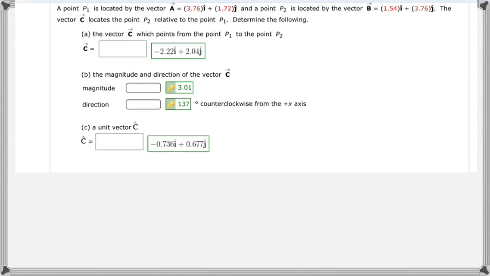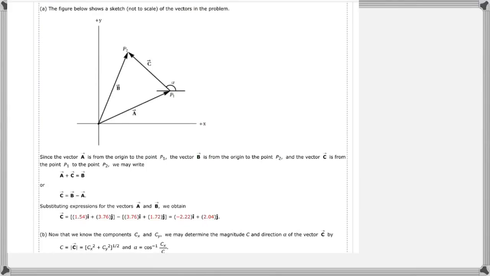The answers are of course shown here, but let me tell you how to get to the answer. This diagram should make it clear that you have P1 and then you have P2. So the points are P1 and P2, and you're asked to find the vector that connects P1 to P2, which is C. So you have vector A, vector B, and you're asked to find vector C.